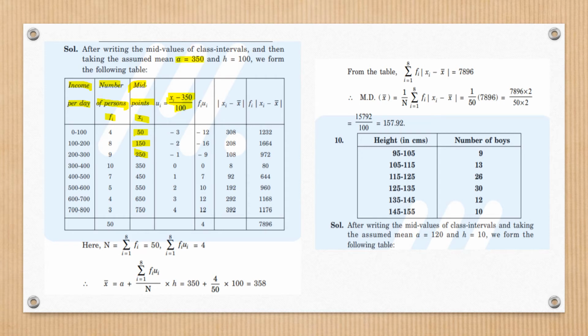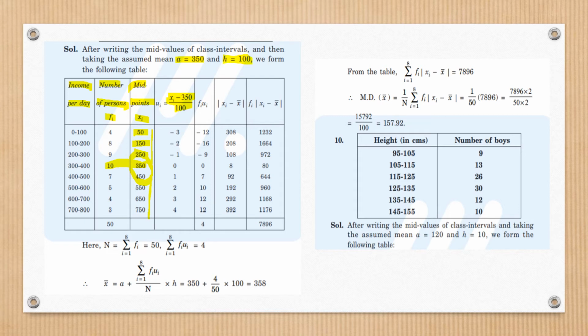A is the assumed mean. So you can calculate it from here: how many terms are there? There are 8 terms. So leave 4, so there are 2 in the middle. What are they? They are 350 and 450. The one having the highest frequency will be the assumed mean. So instead of 450, 350 has the highest frequency, so I'll take it as the assumed mean. h is your 100.